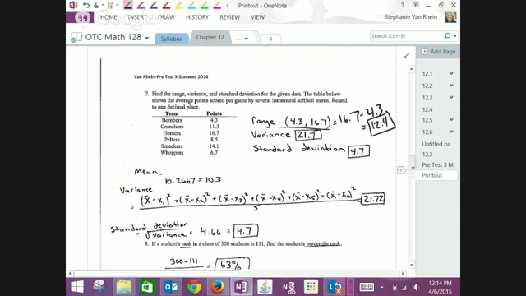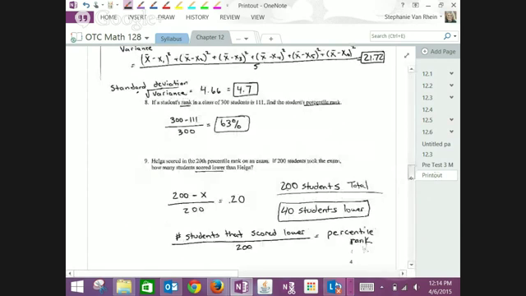Some examples on the pretest that some students might have had some problems with. If a student's rank is 111, then you have to find how many people are less than that student, right? So that'd be 300 minus 111. That's how many people are below that student. Divide that by 300, and that's going to give you your percentile rank. Of course, you need to multiply by 100 in your calculator, or move the decimal 2 places.